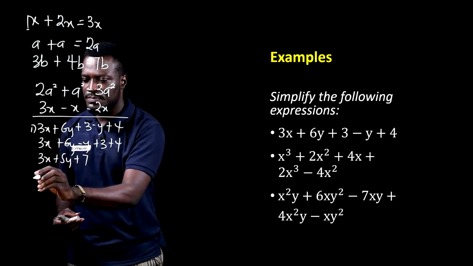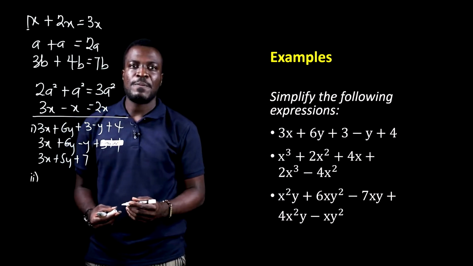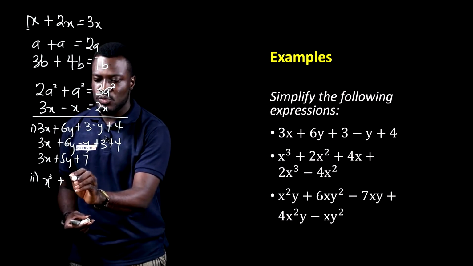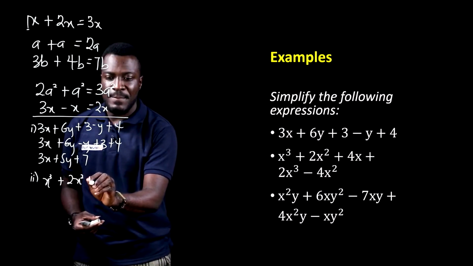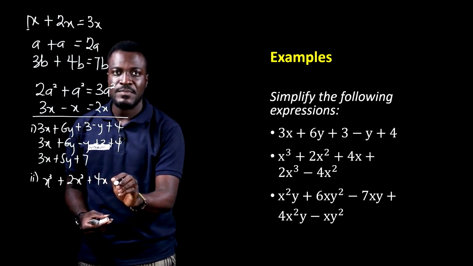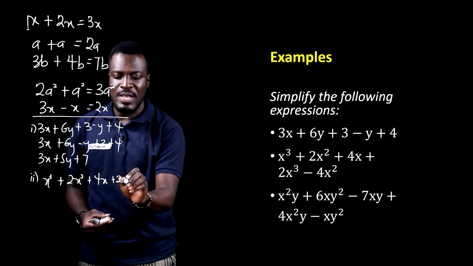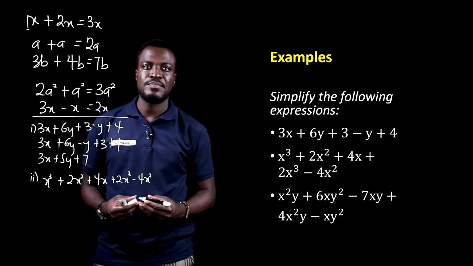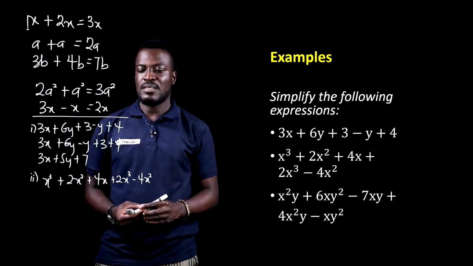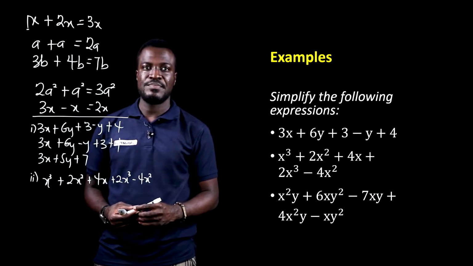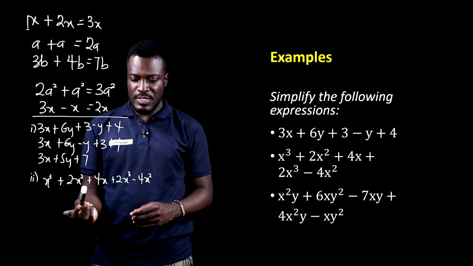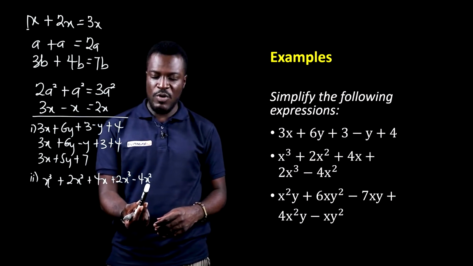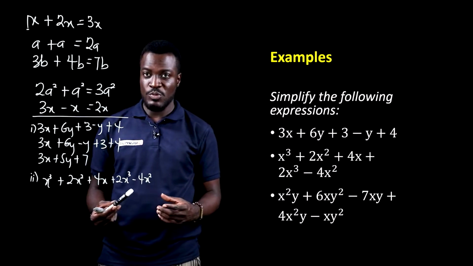So this is the first example. Now the next one, we have x cubed plus 2x squared plus 4x plus 2x cubed minus 4x squared. So first, let's see if you have like terms. So x cubed and then 2x cubed are like terms. 2x squared and then negative 4x squared are also like terms. So we can group them.